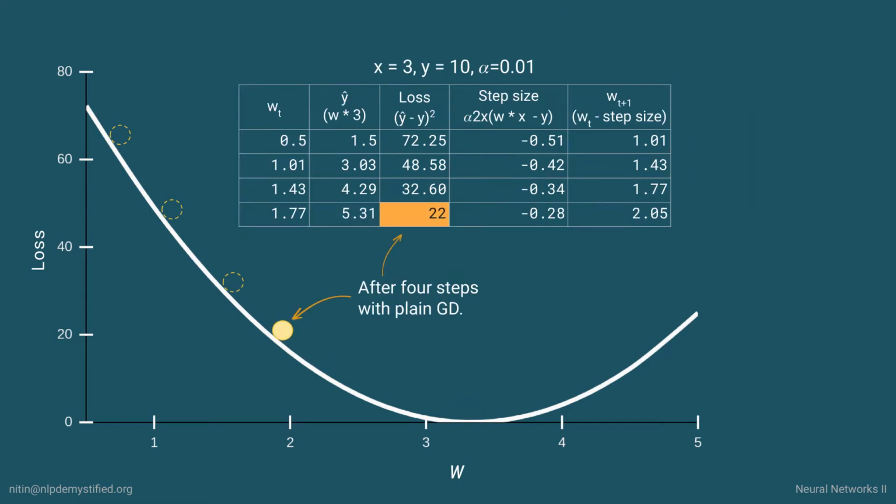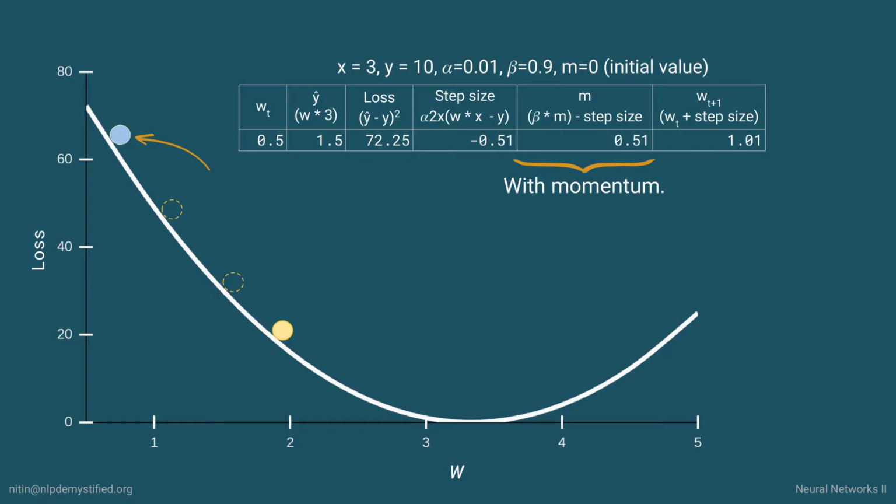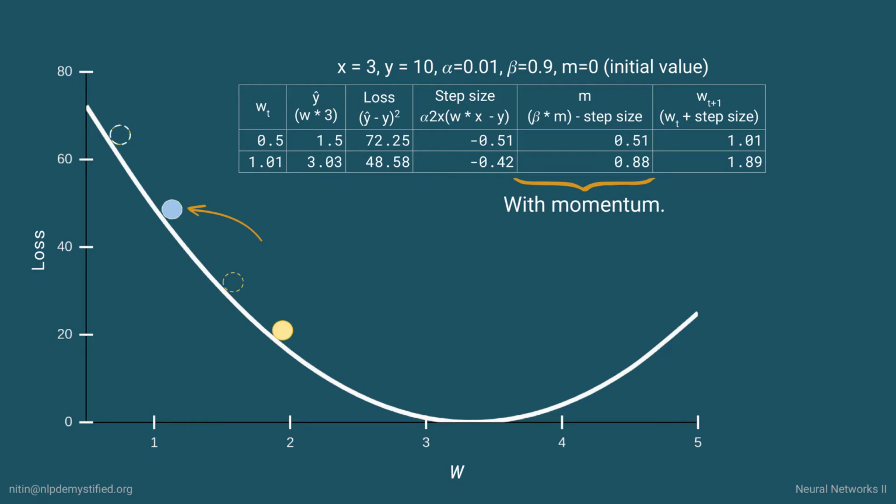If we roll back the descent, we see the loss is at 22 after 4 steps with plain gradient descent. Let's compare that against gradient descent with momentum. So here we're using the same starting weight value of 0.5, which leads to a loss of 72.25. That loss is plotted as a blue circle on the curve. This time we've incorporated momentum into the gradient descent step. Because the initial momentum is 0, the next weight to try is the same as plain gradient descent, which is 1.01. That leads to a loss of 48.58. So the first 2 weights tried led to the same loss as plain gradient descent, and we're no further ahead.